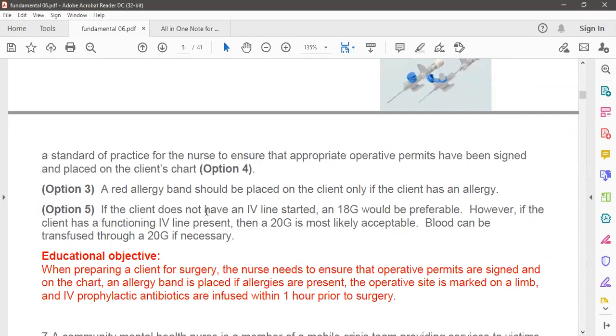If the client does not have an IV line started yet, it is good to use 18G. 18G would be preferable. However, if the client has a functioning IV line present, then 20G is most likely acceptable. Blood can be transfused through 20G if necessary.